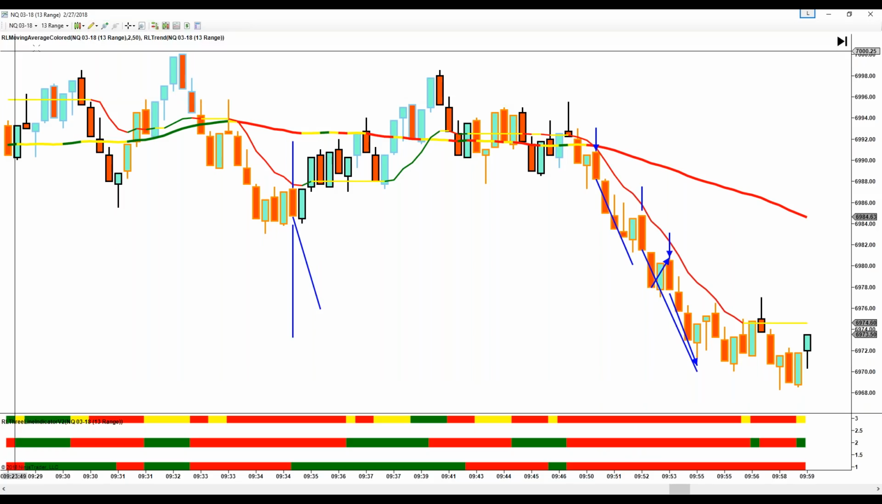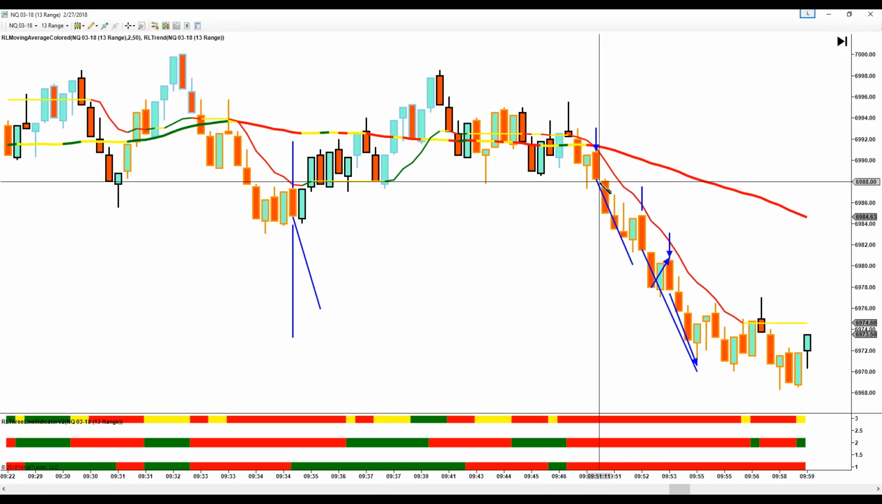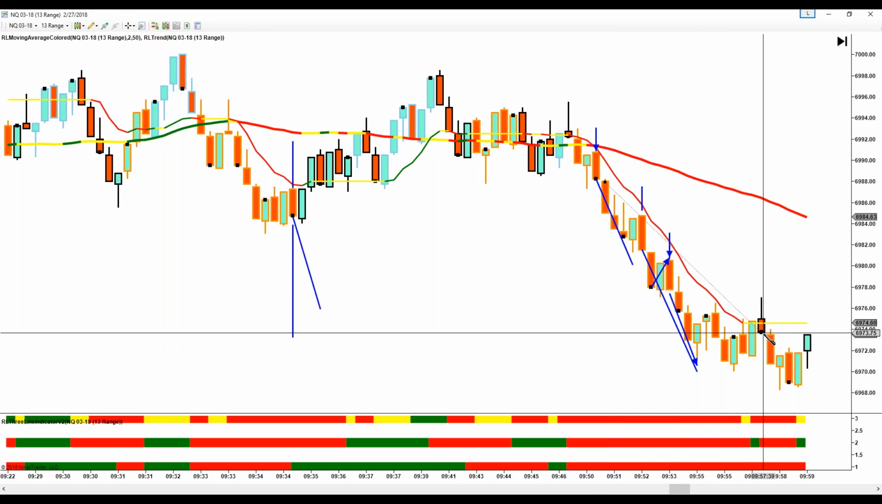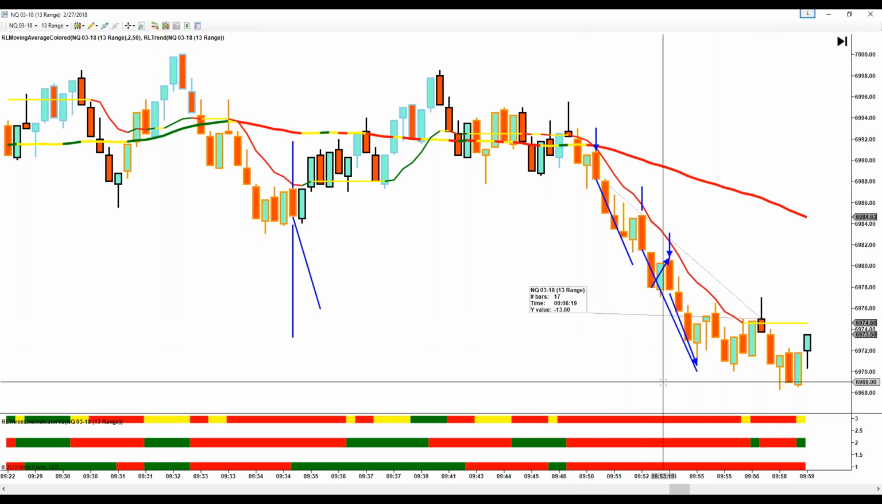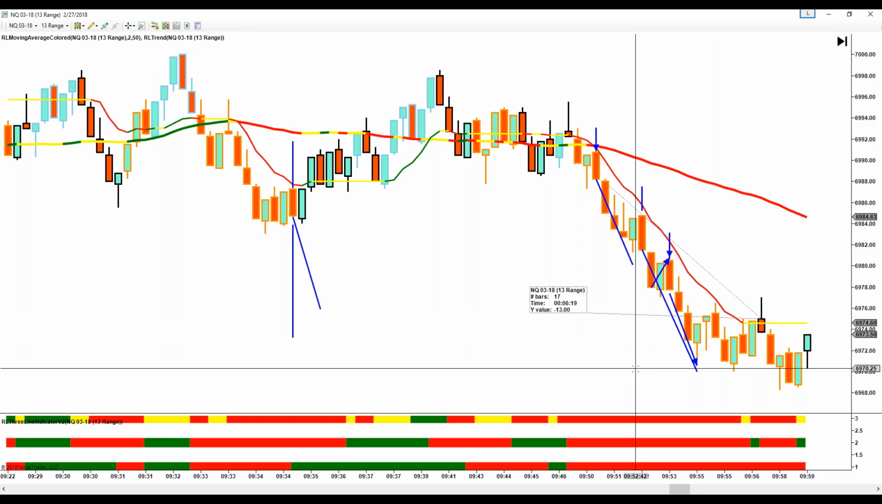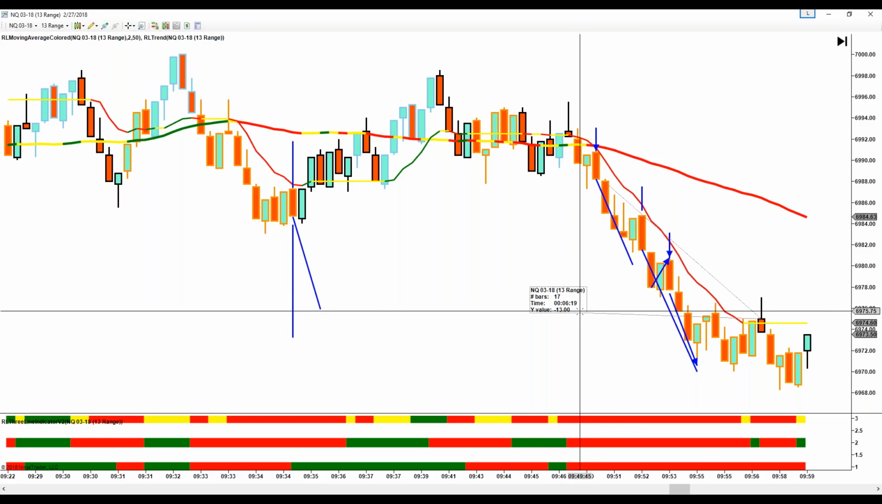I'll scale it for you real quickly. But this is a lot of points. If you enter right here, 1 tick below, and you take it out here, you've got 13 points. I mean, that's a big move. So that could be your whole day. That's a very, very lucrative trade.